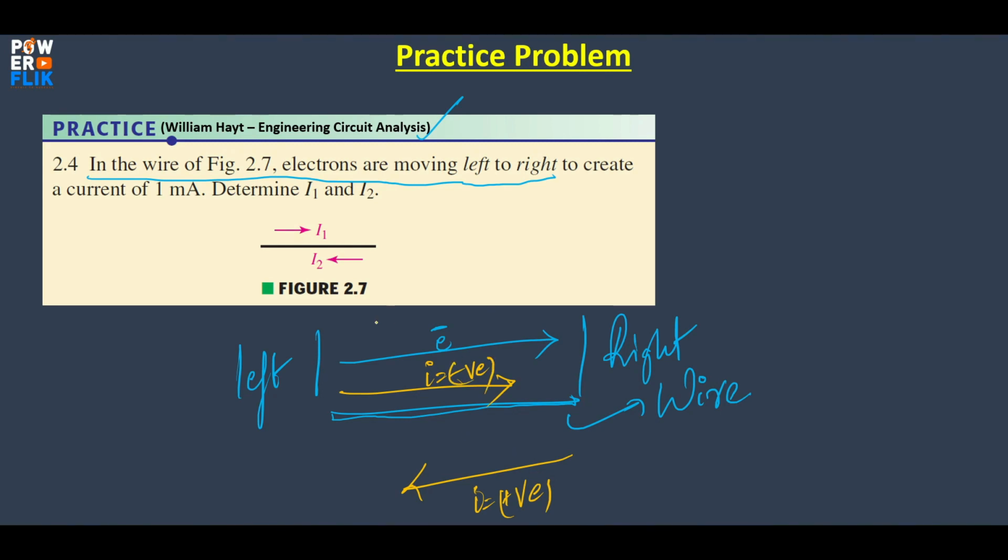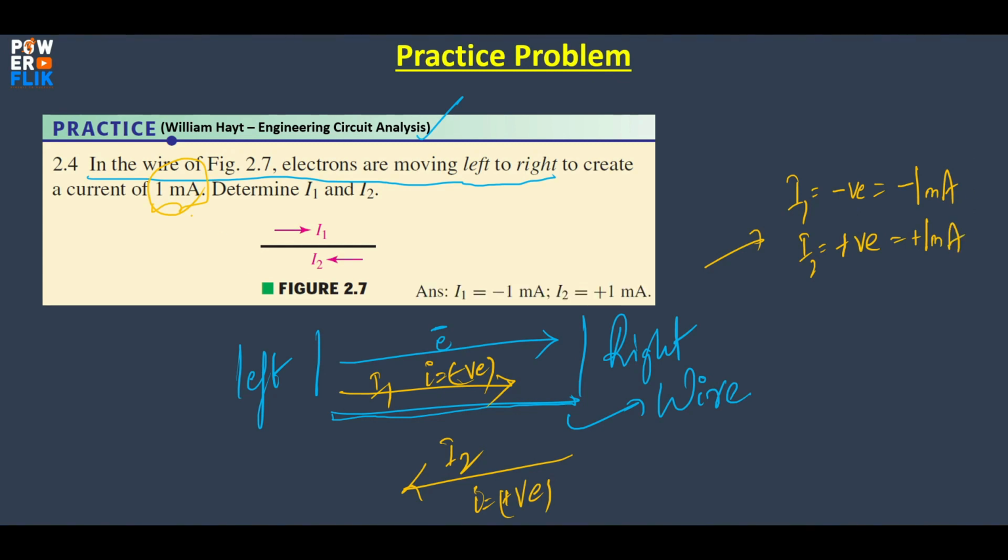Now, which current is in this direction? I1. Which current is in this direction? I2. So with this, we can easily say I1 is negative, I2 is positive. That is clear. But what is the magnitude of the current? Here it is given as 1 milliamp. So I1 is equal to minus 1 milliamp, and I2 is equal to plus 1 milliamp.